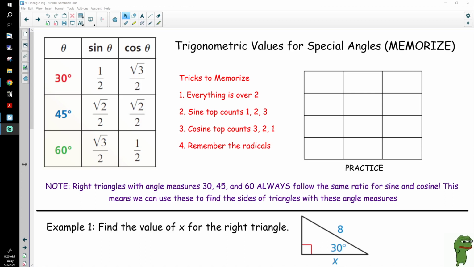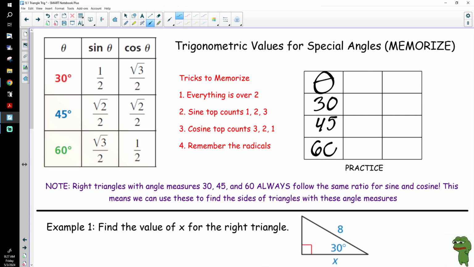So here are the tricks to filling out the table. We're going to copy this table over here using our memorizing tricks. The first thing we are going to do is simply copy down the first column and the top. So our top left is our theta, our angle. Then we have our 30, 45, 60. And we have sine and cosine on the top.